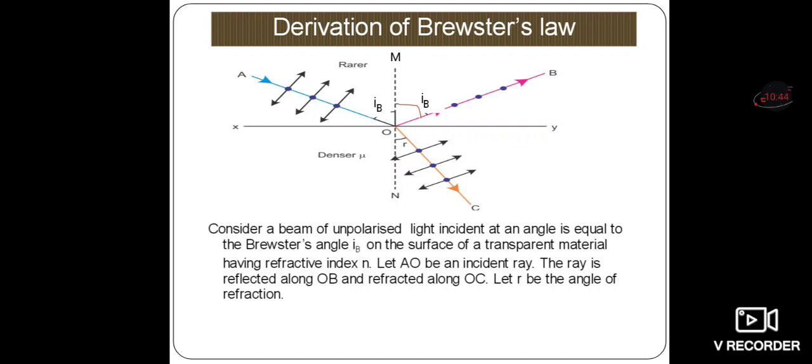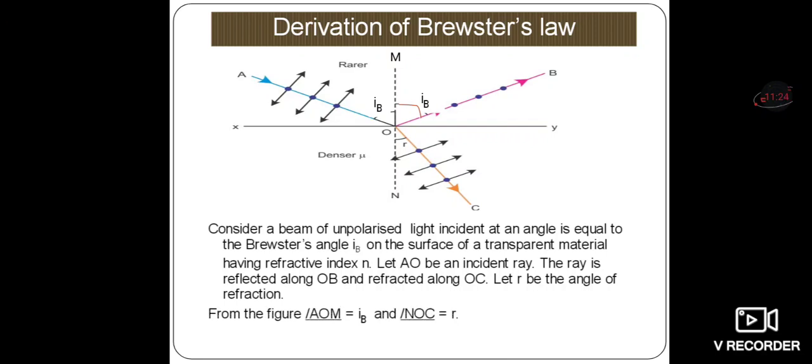So XY is one transparent material, and AO is the incident ray, which is incident at the Brewster's angle, that is IB. XY is a transparent material with a certain refractive index, which we generally call N. Therefore AO is the incident ray, which is reflected along OB and refracted along OC. After the incidence, a certain part of the ray is reflected along OB and some part is refracted along OC. Let R be the angle of refraction.